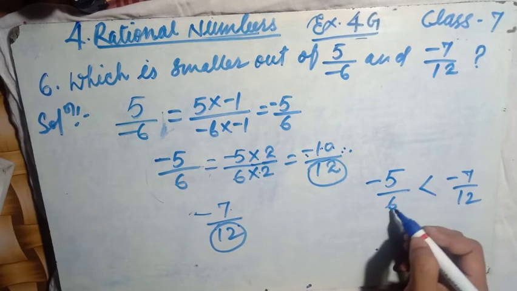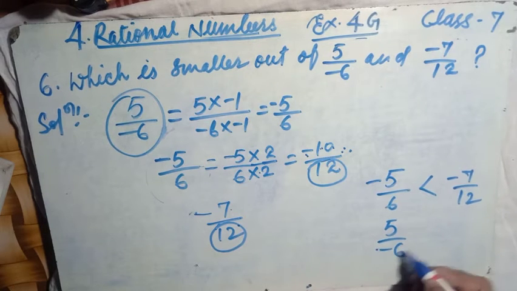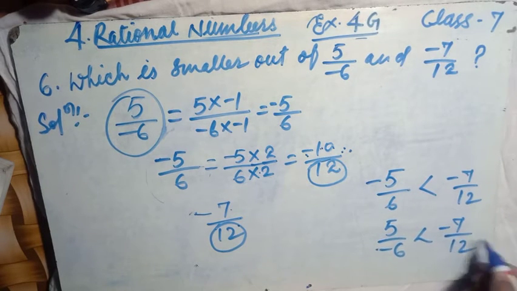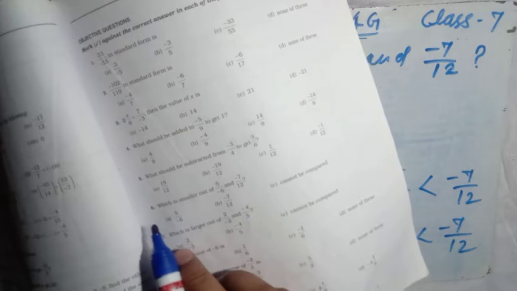This minus 5 by 6 is the given number. That means 5 by minus 6 is less than minus 7 by 12. So you can see option A is correct. Question number 6, option A is correct.